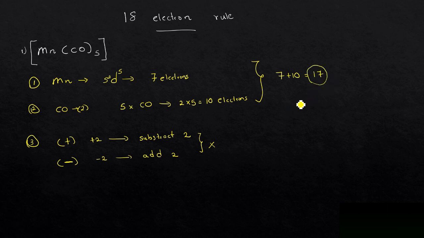So this complex doesn't satisfy the 18 electron rule. The 18 electron rule says that mostly, if a complex contains 18 electrons total in its valence form, it is stable. If it doesn't contain 18 electrons, mostly it is unstable. But there are exceptions, where fewer or more electrons than 18 make the complex stable.